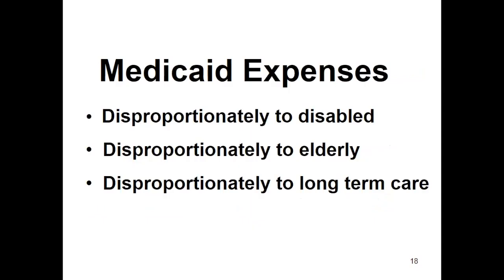So finally, this is the last slide. Medicaid expenses are doled out disproportionately to the disabled, disproportionately to older adults, and disproportionately to funding long-term care. Now that makes sense because those are expensive and necessary and humane uses of the healthcare dollar.